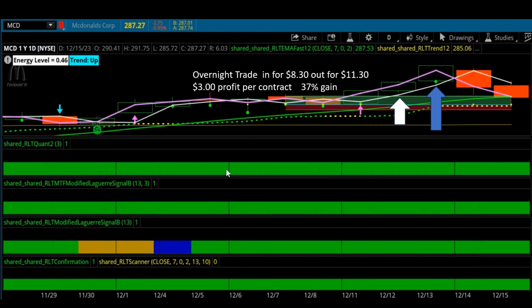The institutions are buying it, but the price is not moving yet. But here we get this breakout of this dynamic compression zone. The institutions are buying it. We can see that. So we buy it here. We're in overnight, and we get out right here on just this one candle.